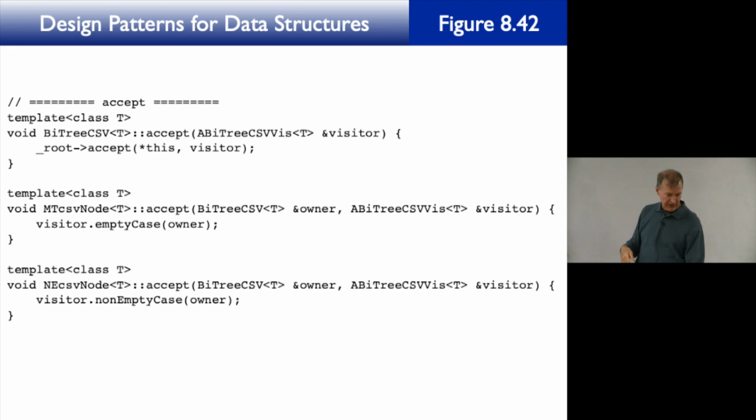And then here in figure 8.42, we see that this is the key idea. The accept takes a visitor, and the binary tree version of accept takes that visitor, and it just calls root arrow accept, and it passes the visitor along with its what? Star this, right? And then star this becomes owner for the empty case and the non-empty case. And what do the empty case and the non-empty case do? They take the visitor and use visitor dot.